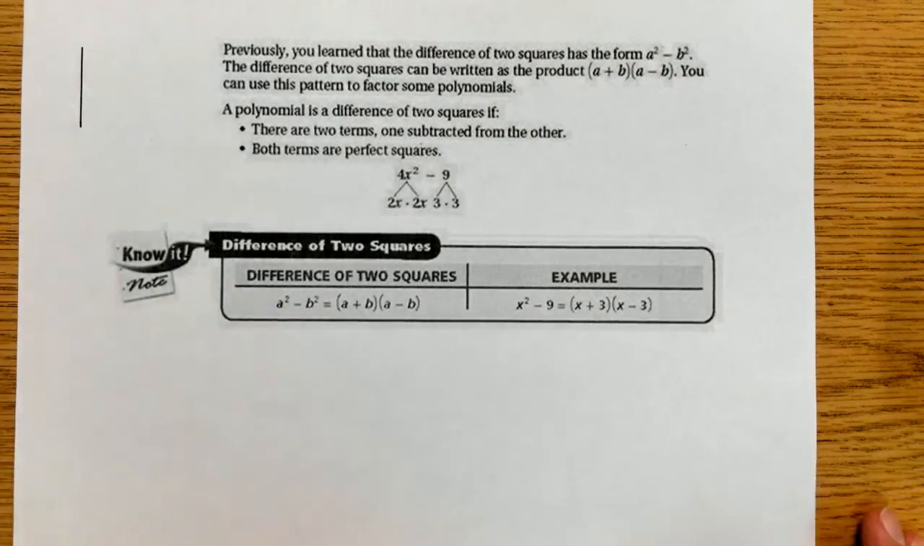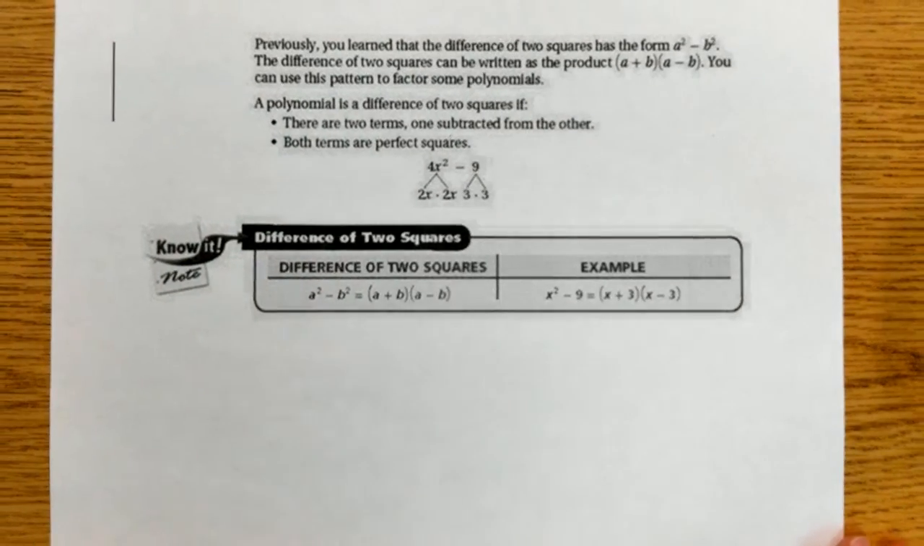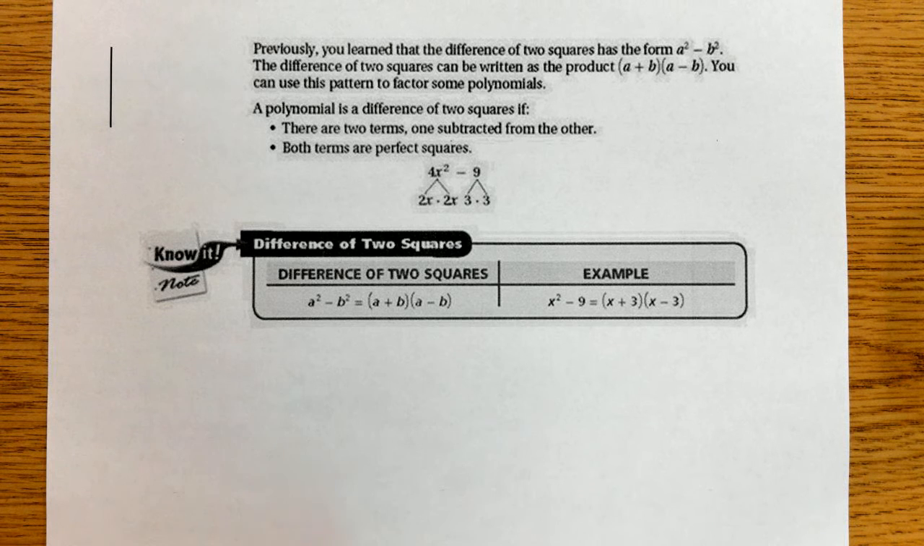So previously you have learned the difference of two squares in the form of a squared minus b squared. The difference of two squares can be written as the product of a plus b times the quantity a minus b. You can use this pattern to factor some polynomials. A polynomial is a difference of two squares if there are two terms, one subtracted from the other. Both terms are perfect squares.